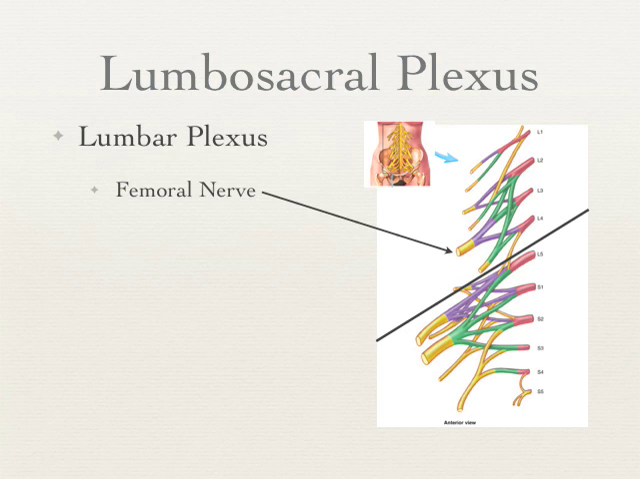Now, does anybody remember the femoral nerve in the cat? We found the femoral nerve. It came out from between two muscles. Do you remember the two? Psoas major, exactly. Iliacus, psoas major, had the femoral nerve coming right out from between them. This femoral nerve is formed by the lumbar plexus.